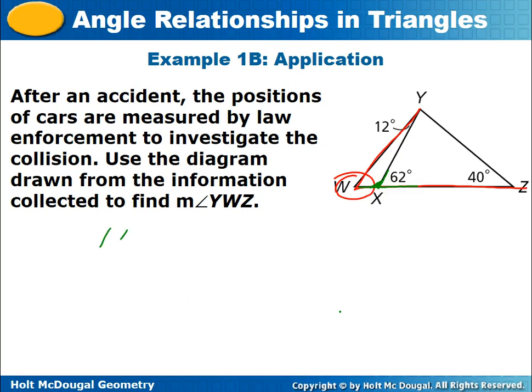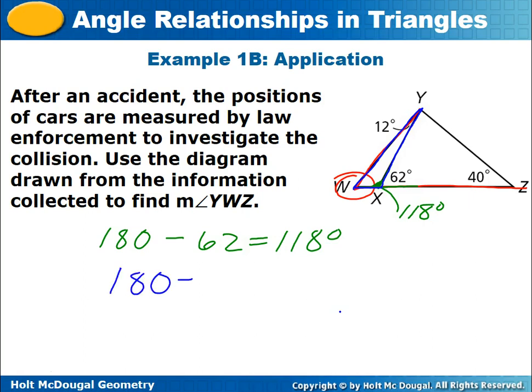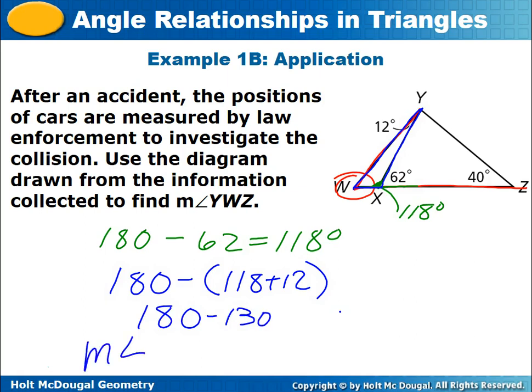So we're going to do 180 again. We're going to subtract from it 62. That's 118. So that's what this measure is right here, 118. Once again, hopefully you can see that this is the triangle that we're talking about now. So we can add together the 12 and the 118 and subtract those from 180. So we're going to do 180 minus 118 plus 12. So that's going to be 180 minus 130. So the measure of angle YWZ is equal to 50 degrees.